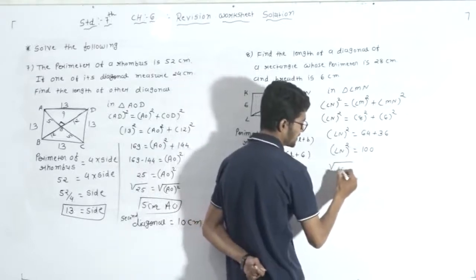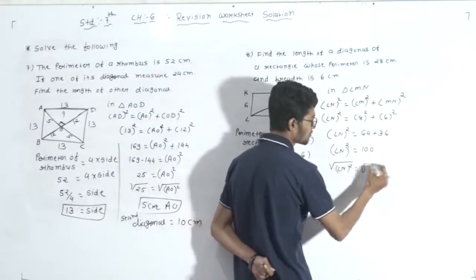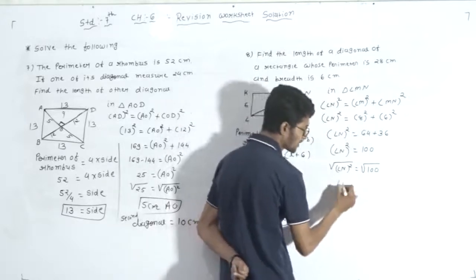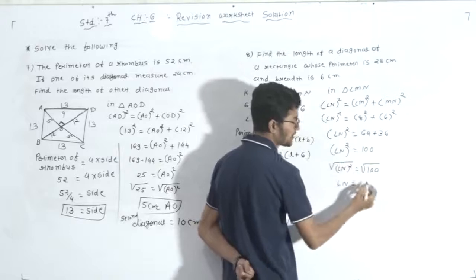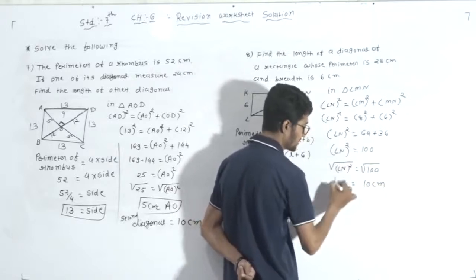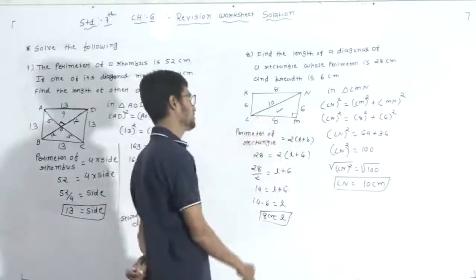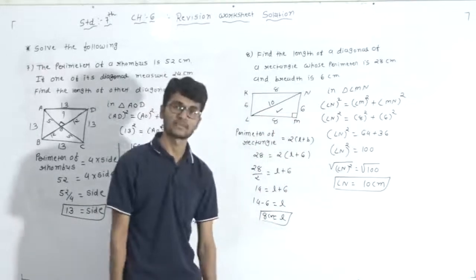Apply the square root sign. LN square is equal to, here is square root of 100. Square and square root cancel, LN is the square root of 100, which is 10 centimeter. It means LN, this one is the diagonal, and the diagonal is equal to 10 centimeter.